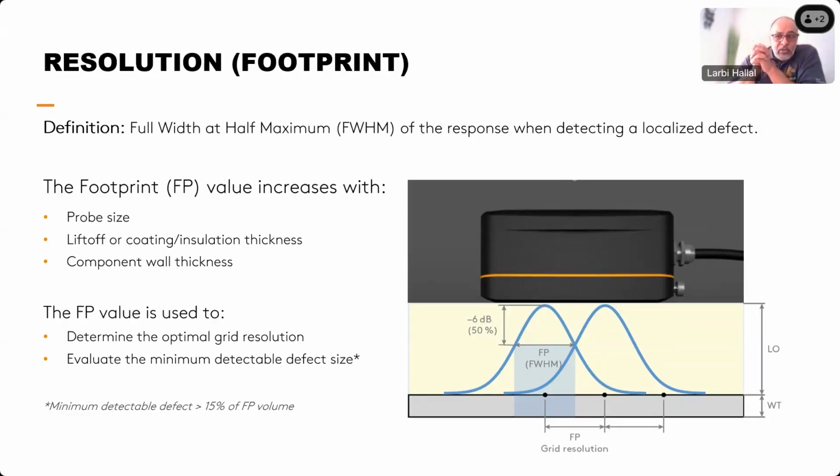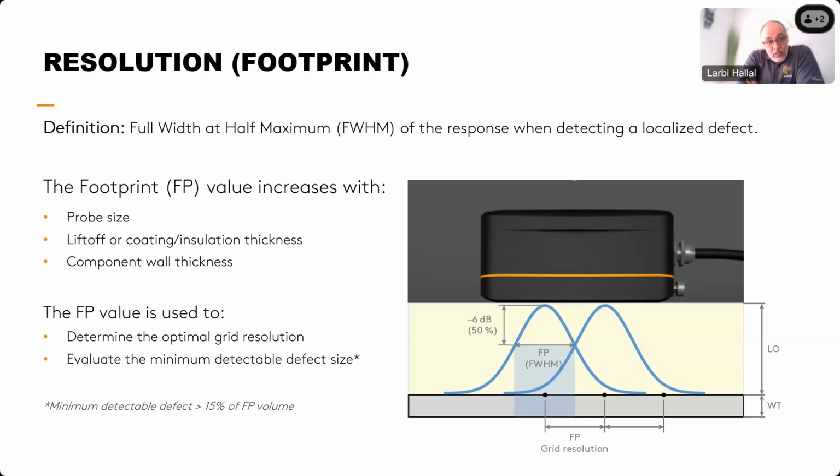Some important parameter to consider when talking about pulsed eddy current will be the footprint. So what is the footprint? It refers to the full width at half maximum of the response when you detect a localized defect. To make it simple, it is the width of the signal peak detected by the PEC probe when it comes across a defect, measured at -6 dB, so half point from the peak maximum height. This is what is illustrated on the right side of the slide.